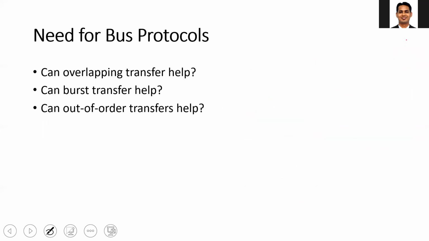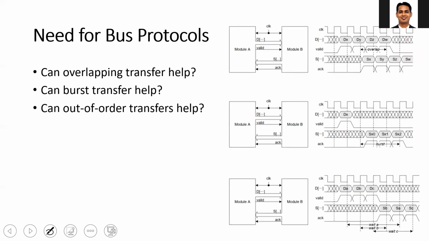Then you need to see whether we can have overlapping transfers. For example, you can see that here module A is sending the Z data, and at the same time module B is sending the acknowledgement for A. So in this case, module A is sending the data and also needs to process the acknowledgement. Is this supported in the bus protocol? That needs to be defined.